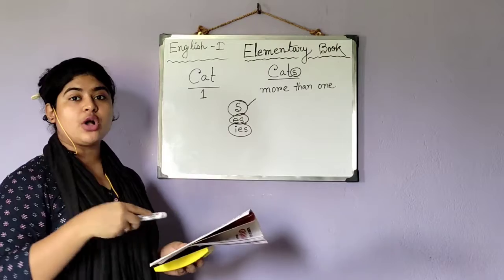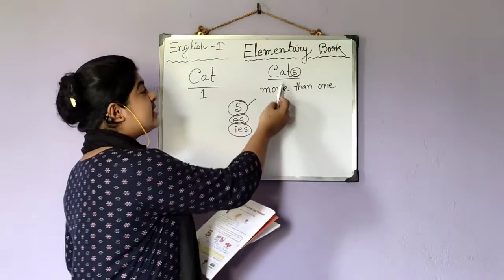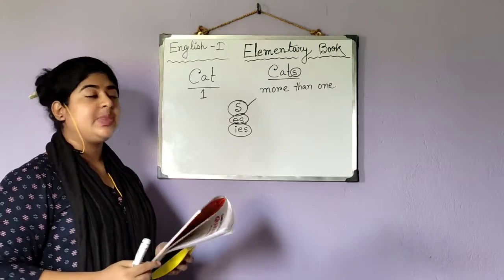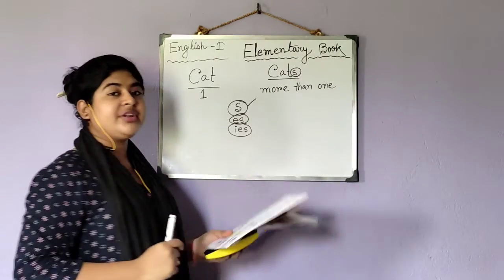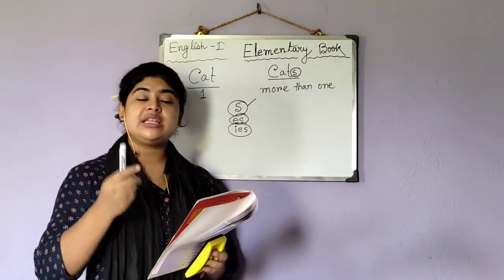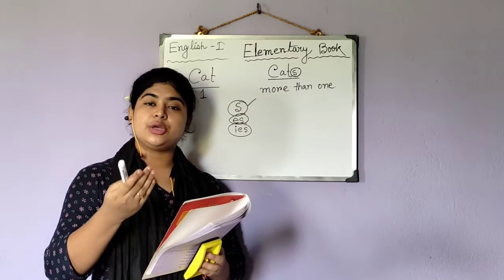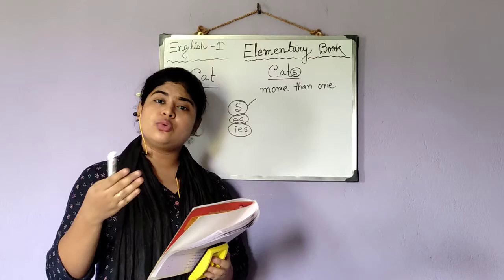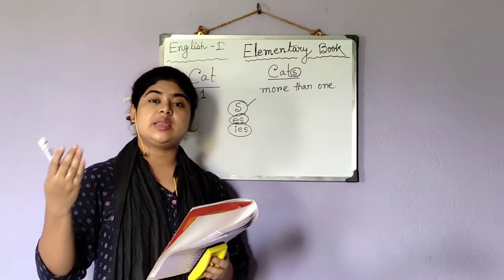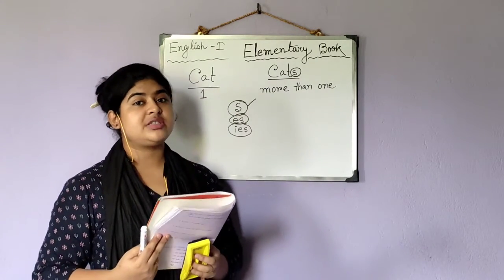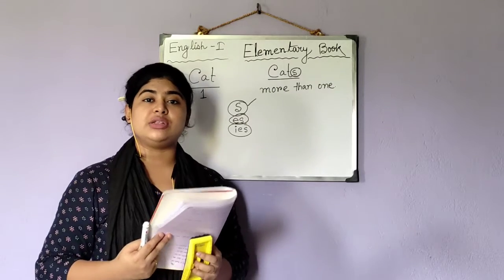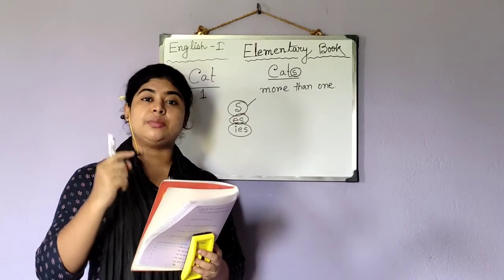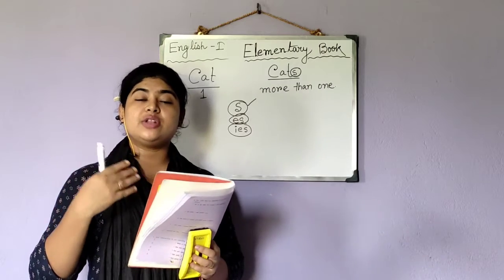But when I talk about more than one cat, if S is added with this, then this will be plural. Now what is plural? If there is more than one person, more than one thing, more than one fruit, more than one animal, then that will not be singular. That will be plural. Children, remember, one thing means singular, but more than one thing or more than one person means plural.